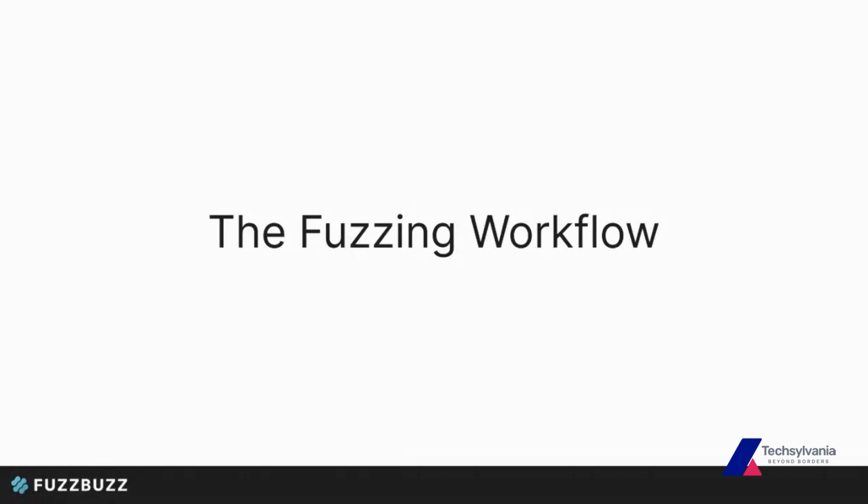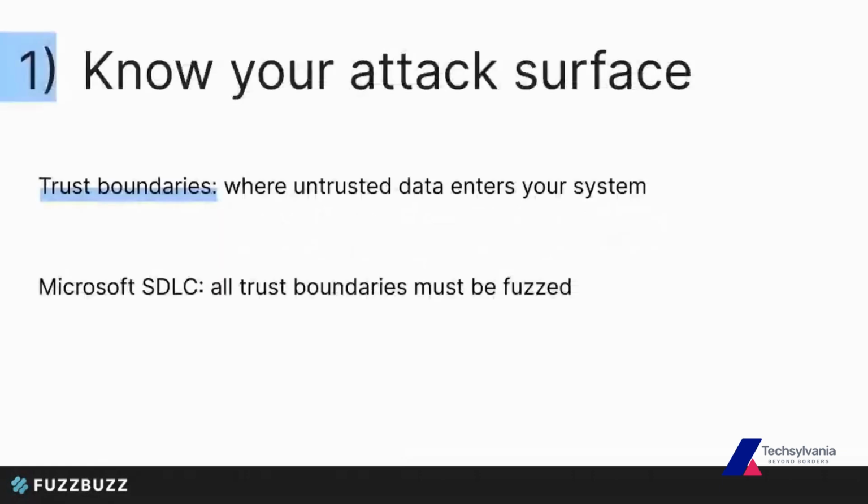So the first step to any successful fuzzing campaign is to know your attack surface. This is the area you're concerned about hackers attacking and is generally the first part of your code base that you should fuzz. A great place to start is with trust boundaries, which we can define as any place where untrusted data crosses a boundary into your application.